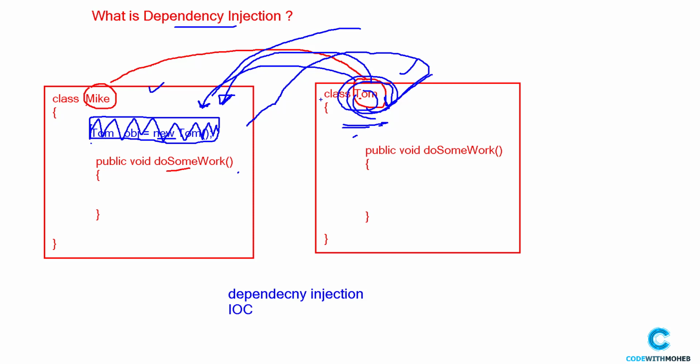And this is called what? This complete process is called IOC. Now the question comes: how is this process done? How is it happening that Spring is creating the object of this class and then injecting it into this class?